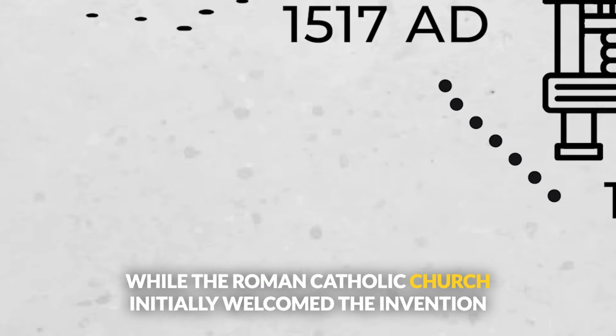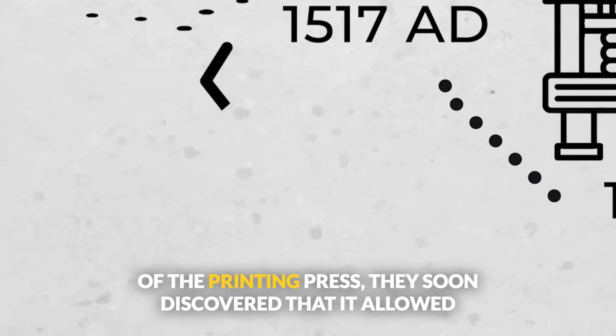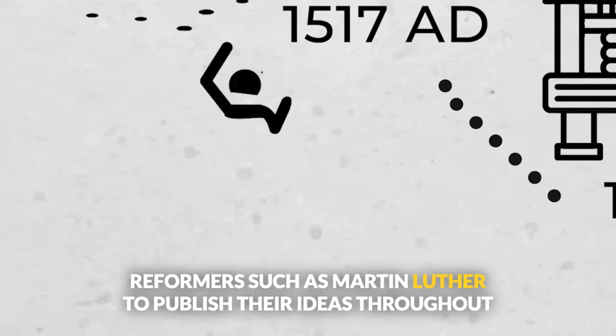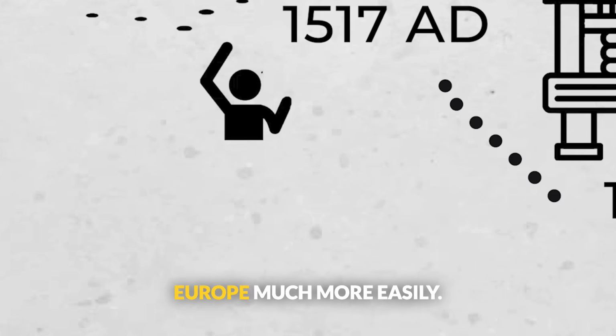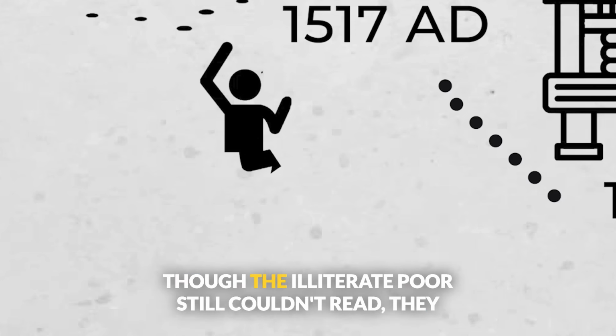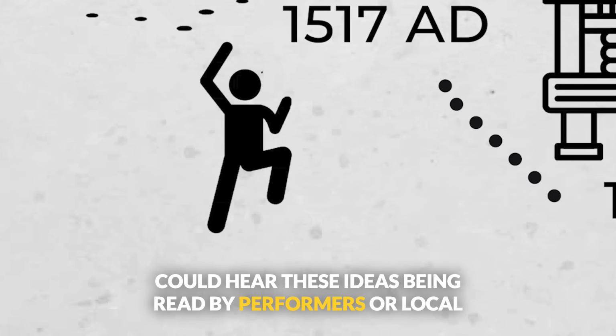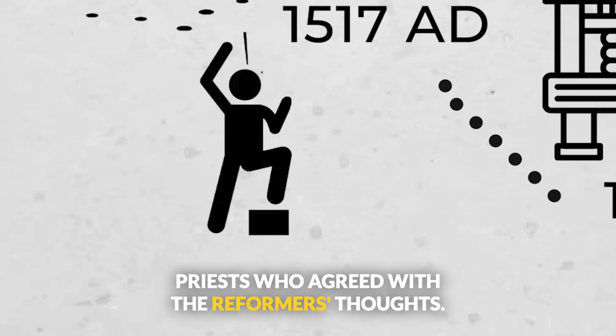While the Roman Catholic Church initially welcomed the invention of the printing press, they soon discovered that it allowed reformers such as Martin Luther to publish their ideas throughout Europe much more easily. Though the illiterate poor still couldn't read, they could hear these ideas being read by performers or local priests who agreed with the reformers' thoughts.